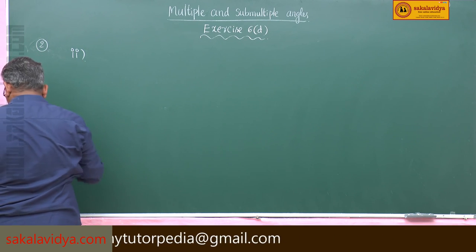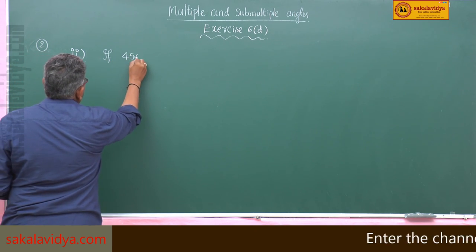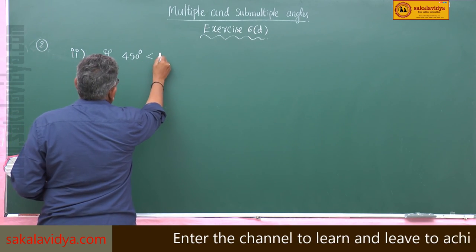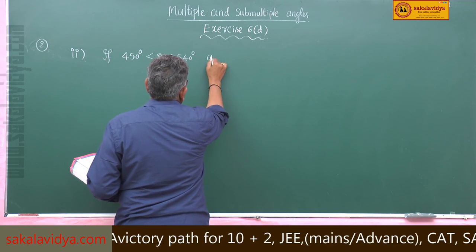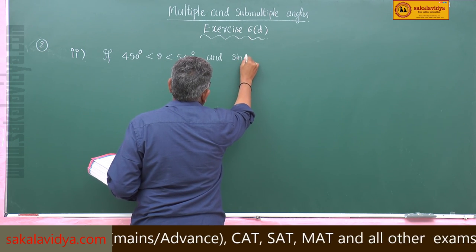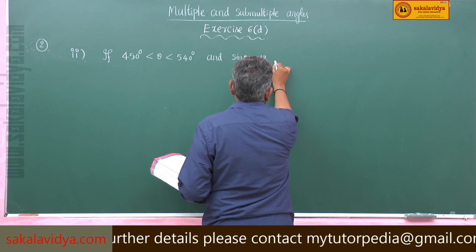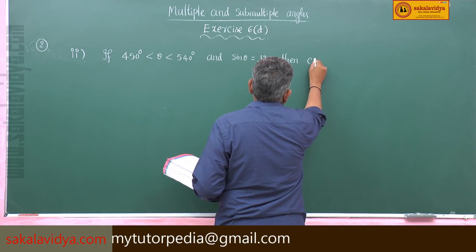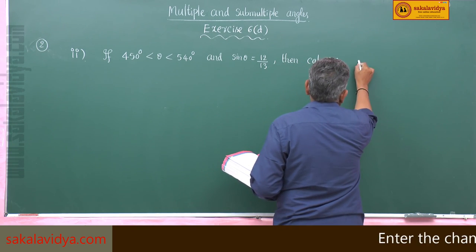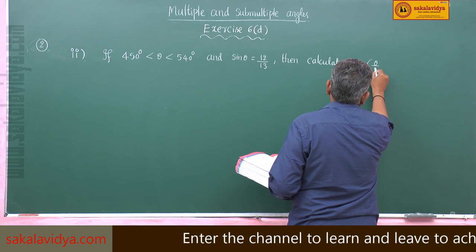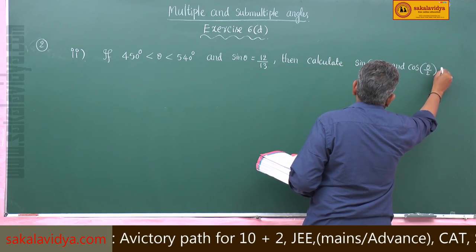Second problem. If 450 degrees less than theta, theta less than 540 degrees, and sin theta is equal to 12 by 13, then calculate sin of theta by 2 and cos of theta by 2.